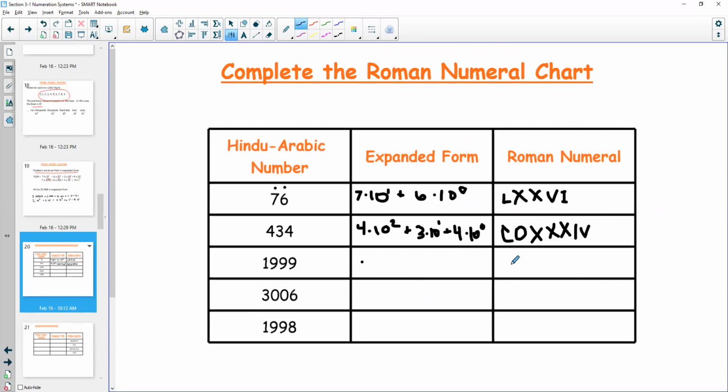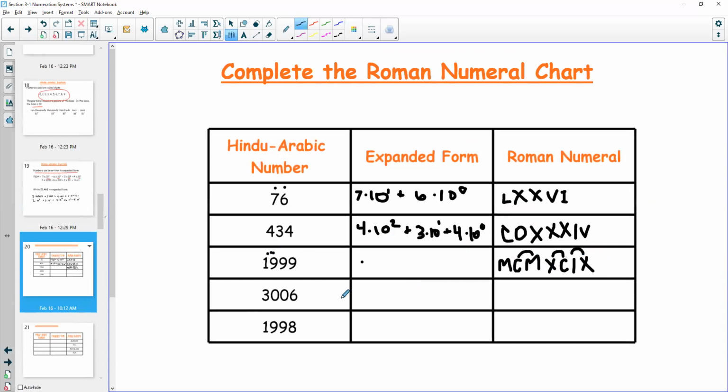So let's start. How does it start? It starts with 1,000. Well, 1,000 is easy. 1,000 is M. 900 is tricky. 900 is 100 less than 1,000. So this is 900. 90 is 10 less than 100. 90. And 9 is 1 less than 10. 9. Okay?